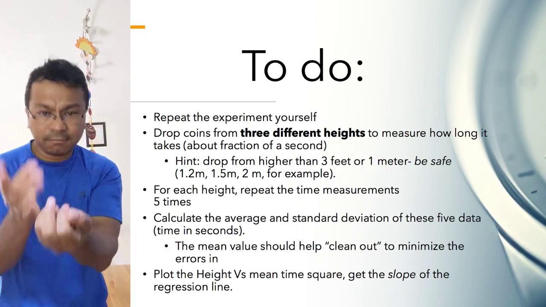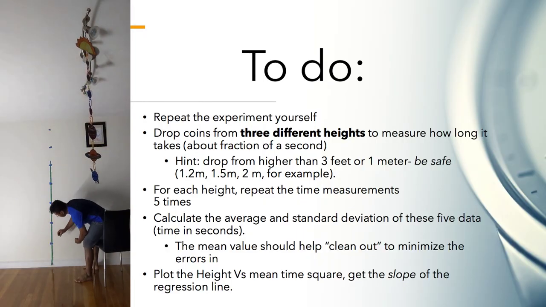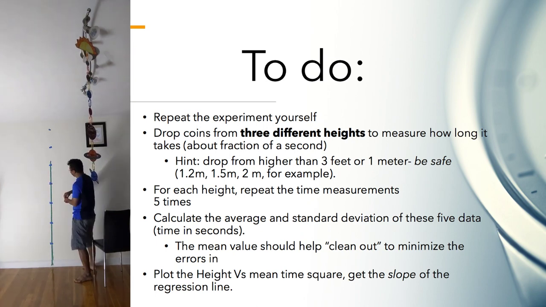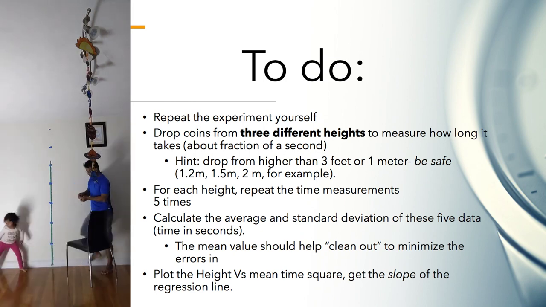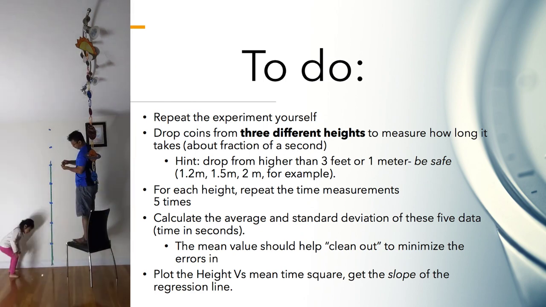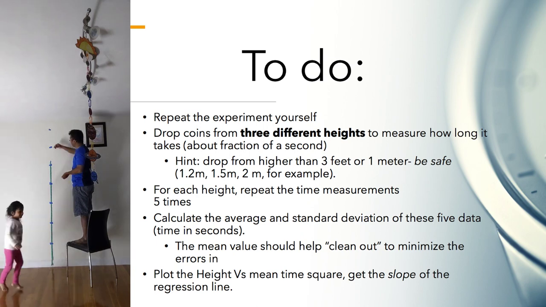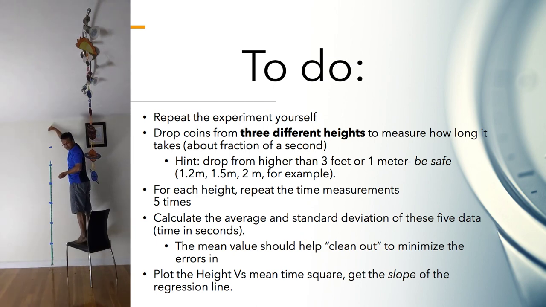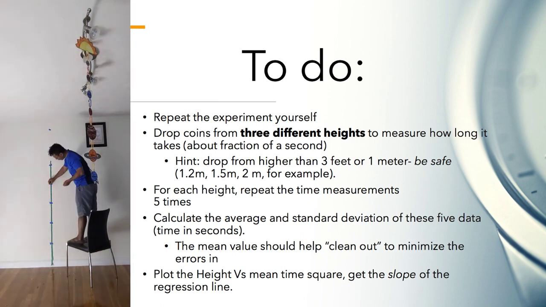Alright, let's rewind for a minute now. You saw that I did an experiment where I dropped the coin from different heights and recorded the time measurement. In your case, you will measure 5 different sets of time for each height, and then you will take the mean, which is average, and the standard deviation, which depicts how spread the data is. Based upon that, we will do some basic analysis.